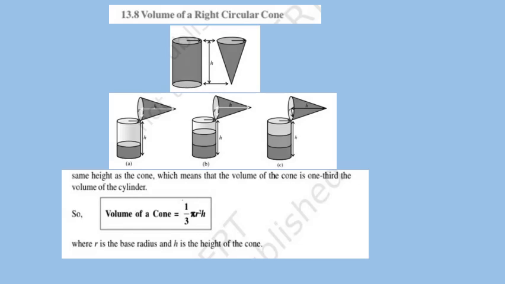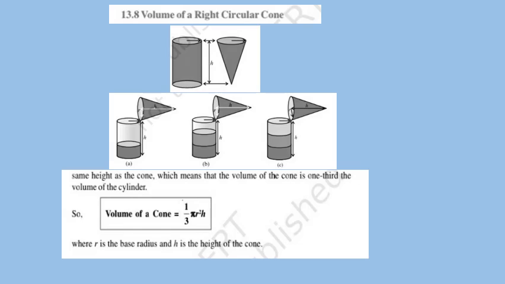Now, the third time, fill the cone and empty it into the cylinder. Now if you see, the cylinder is also full up to the brim. So from this we can conclude that 3 times the volume of the cone makes up the volume of the cylinder. Now we are aware of the formula for the volume of the cylinder. What is it? Its formula is pi r square h.